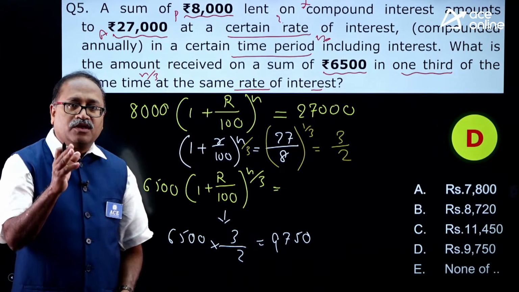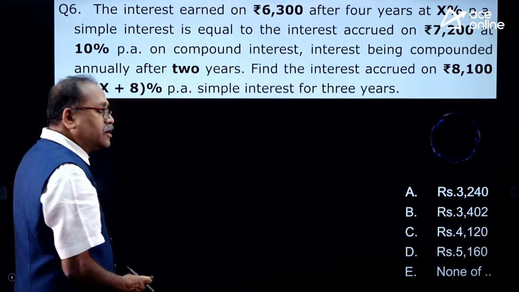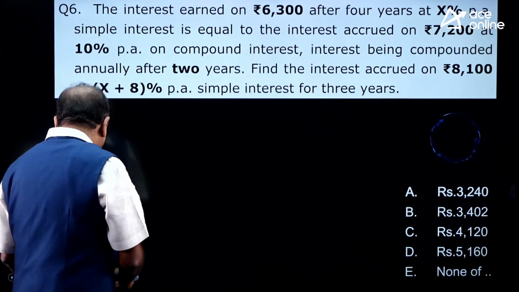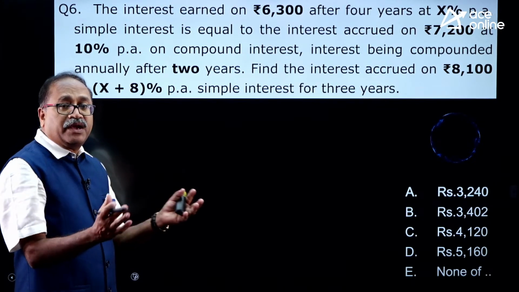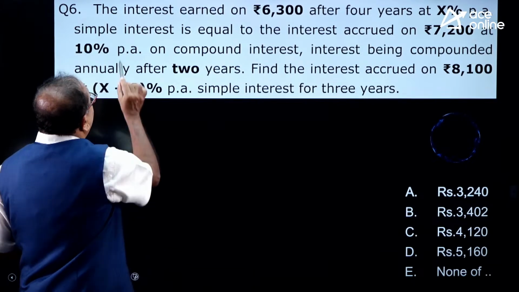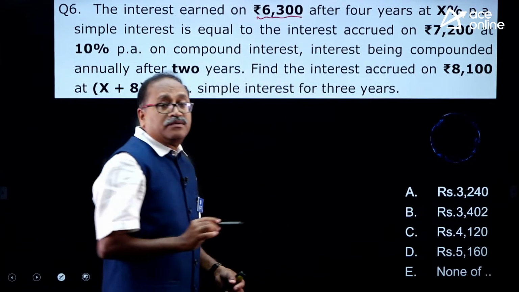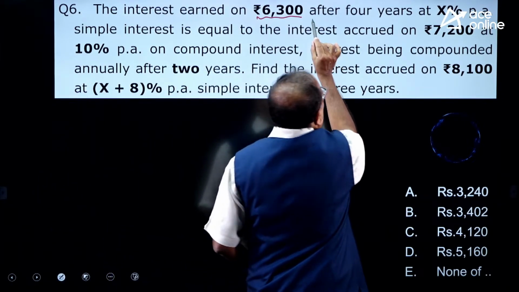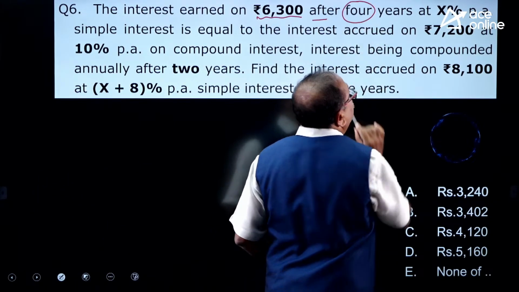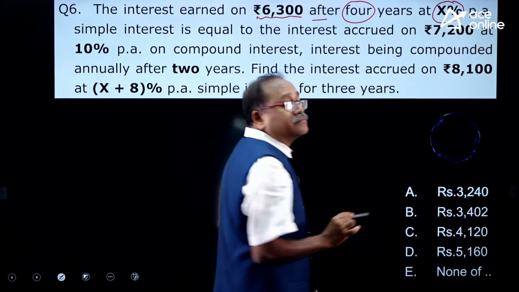The next question on the board is this. Look at this one. Come on. All these are very healthy questions, and people like Pavan who know the concept can apply it in a very easy way. The interest earned on 6300 after 4 years at x% per annum.